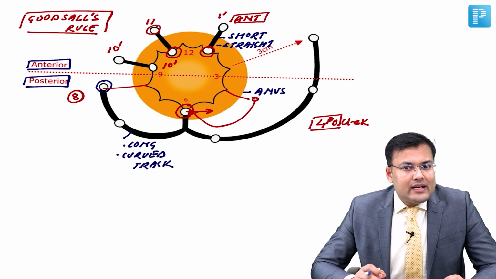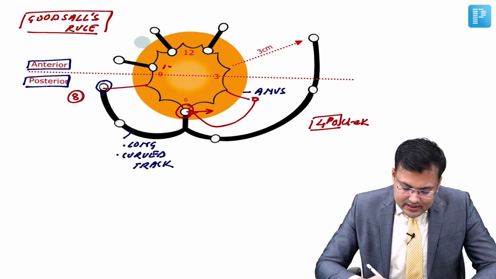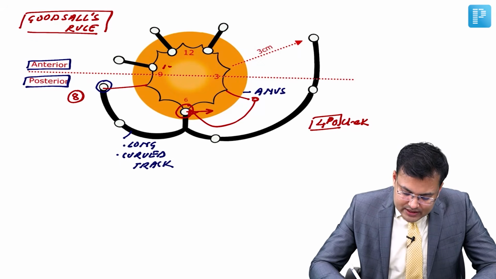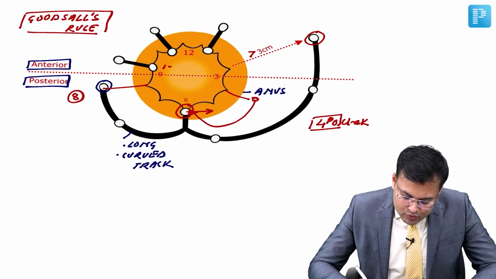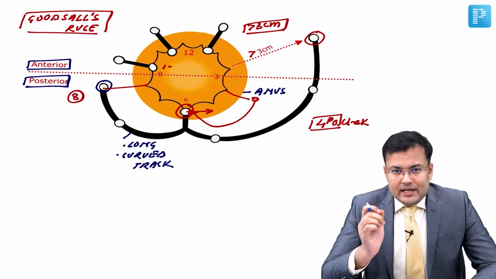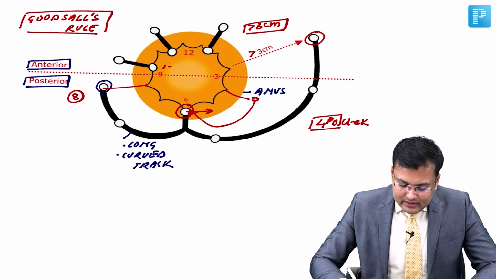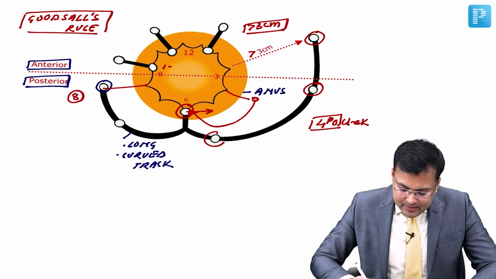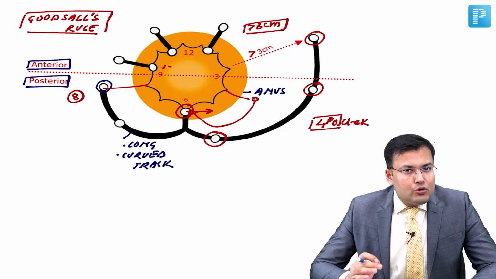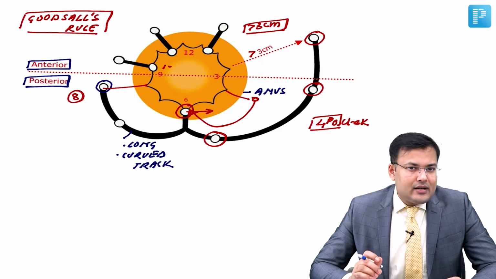But there are exceptions. So what are the exceptions? You can see the conditions in which the external opening is located more than 3 centimeter from the anal verge. If the external opening is located more than 3 centimeter from the anal verge, or in cases in which there are multiple external openings, the posterior rule will be applied. It means the internal opening will be at 6 o'clock position.